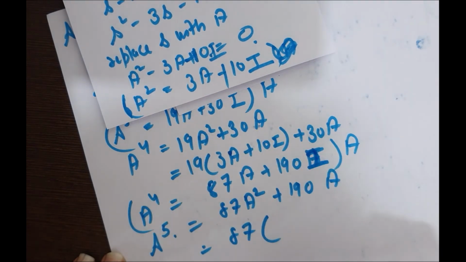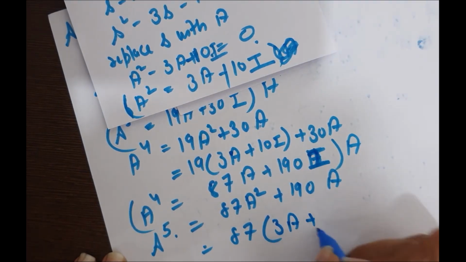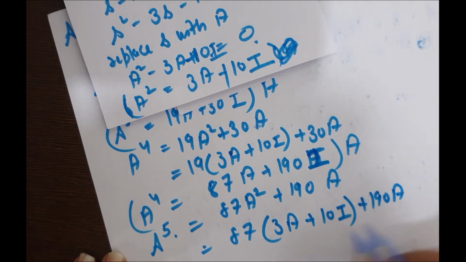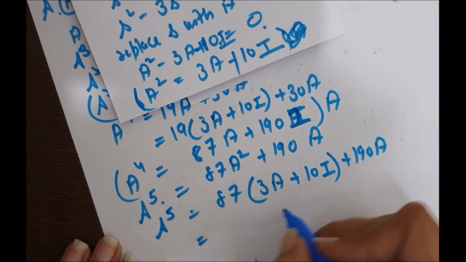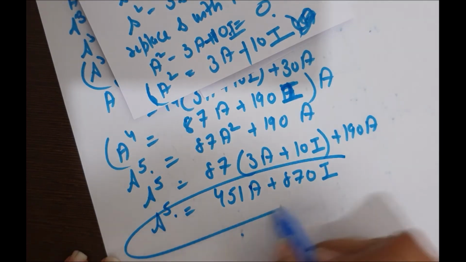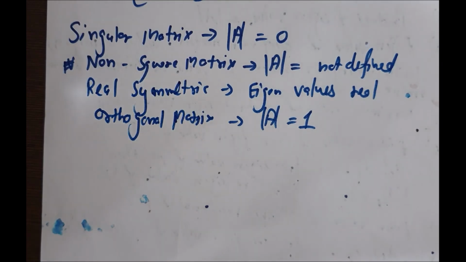Again replace. No matter how many powers there are, just replace the higher power with lower. You will get your answer. A5 comes out to be this. Now we are done with all the matrix.